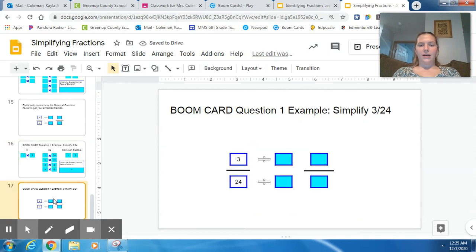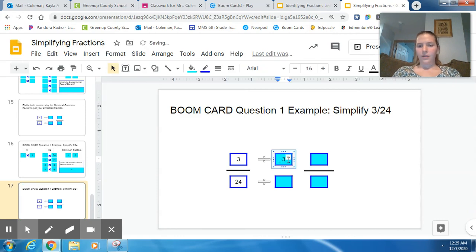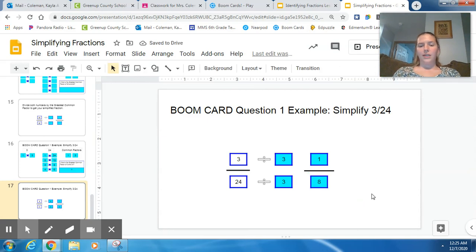Therefore, on this next slide, if we find the greatest common factor, we're going to divide by that number. So we're going to divide our numerator by 3 and our denominator by 3. This makes it equivalent. So 3 divided by 3 is going to be 1. 24 divided by 3 is going to be 8. And our reduced answer is going to be 1/8.